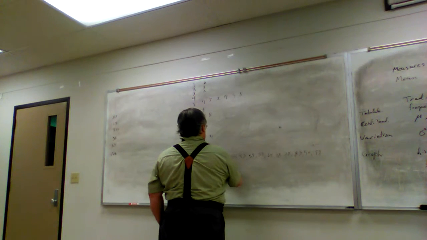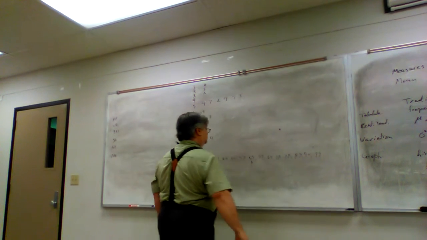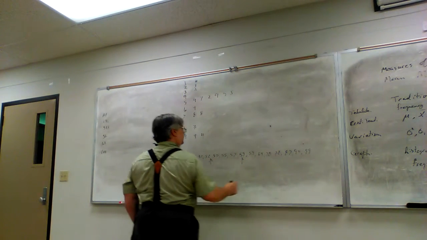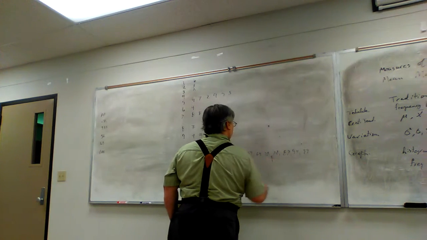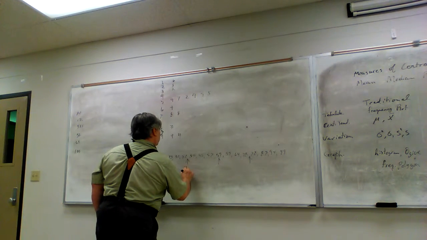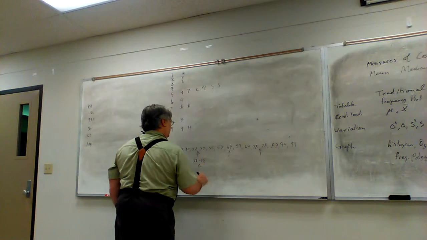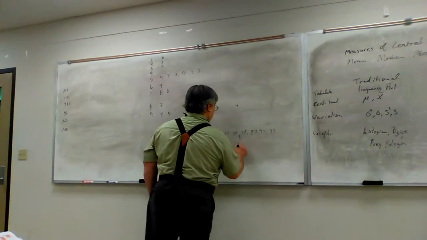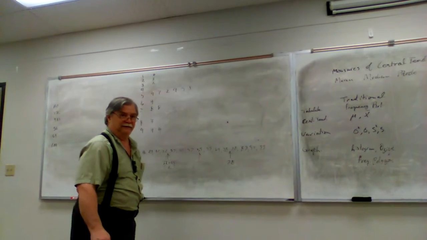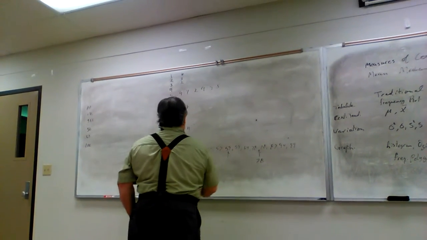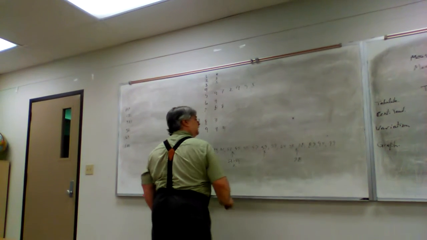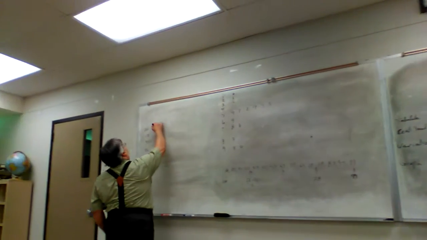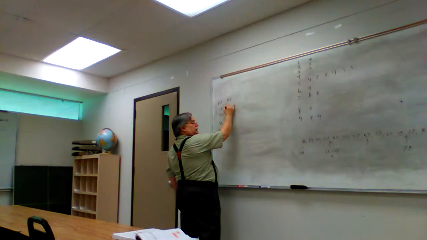So 1, 2, 3, 4, 5, 6, 7, 8. There's our median. 1, 2, 3, 4. Q1 is here. 1, 2, 3, 4. Q3 is here. So we need 52 plus 55 divided by 2. And 78 plus 78 divided by 2 is 78. And 16 and 99. So, A2, we've got 16.